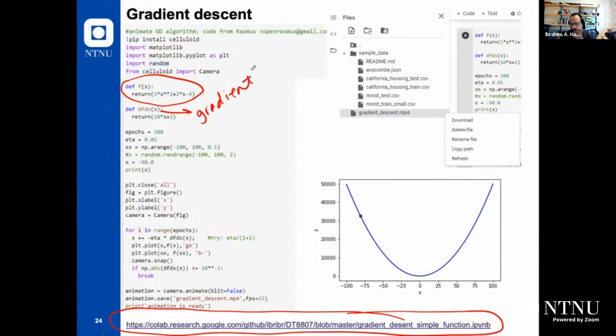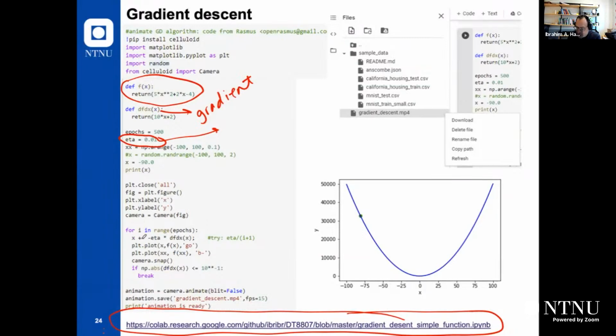You need to define the number of epochs. For example, this is the eta, which is a learning rate, or the step size. And I need to define values for x and plot my function. So this is my function. And after that, you need to write your learning rule.